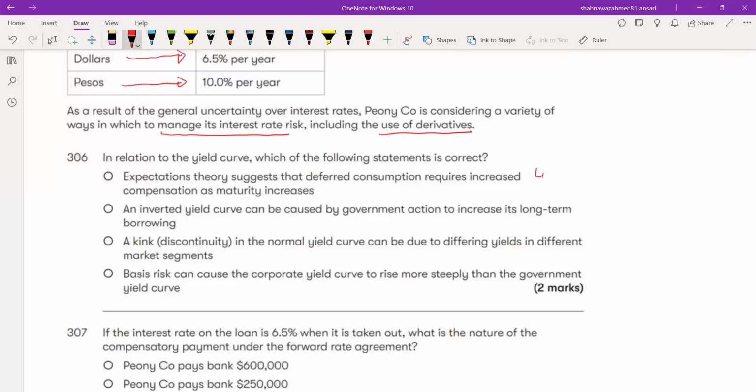This is about the liquidity preference theory, not the expectation theory. So it's wrong. An inverted yield curve can be caused by government action to increase its long-term borrowing. So it results in an upward yield curve rather than an inverted yield curve. A kink in the normal yield curve can be due to different yields in different market segments. So this is a possibility: if we have a different interest rate in different markets, a discontinuity in the yield curve is possible.